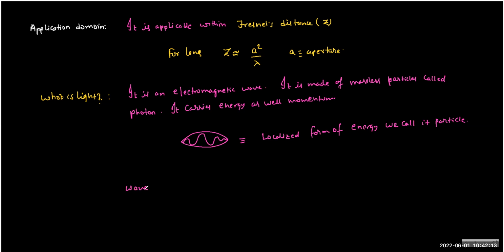So if you want to differentiate between a wave and a particle, the wave is the delocalized form of energy. So the beginning and the end is not confined. You can't decide the beginning and the end. I mean, it is spread everywhere. So that's the concept of wave and particle in physics.